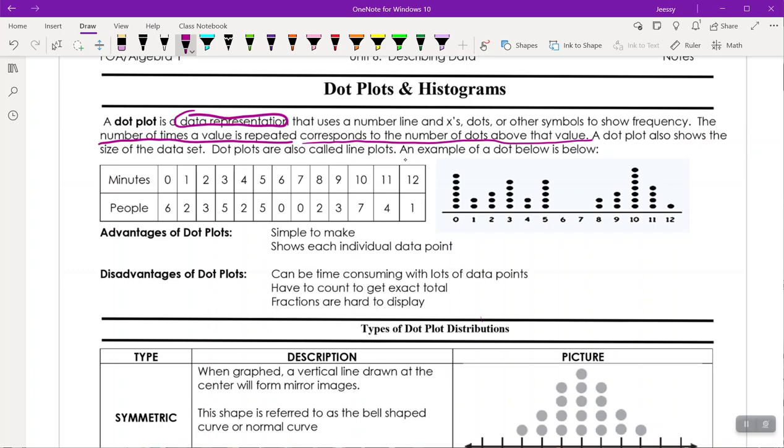All right, they're also called line plots. I really don't hear people calling it line plots, but here we go. Advantages: they're really easy to make, and they show you every data point. Disadvantages: if you have a lot of data points, that's a lot of dots. Are we clear? And if you have to count the dots, and it's a lot of dots, then you're going to be counting for a long time. Clear? And with fractions, what are you going to do? Put in half a circle for half a fraction? But what if it's a quarter? What if it's 1/8? So it becomes problematic.